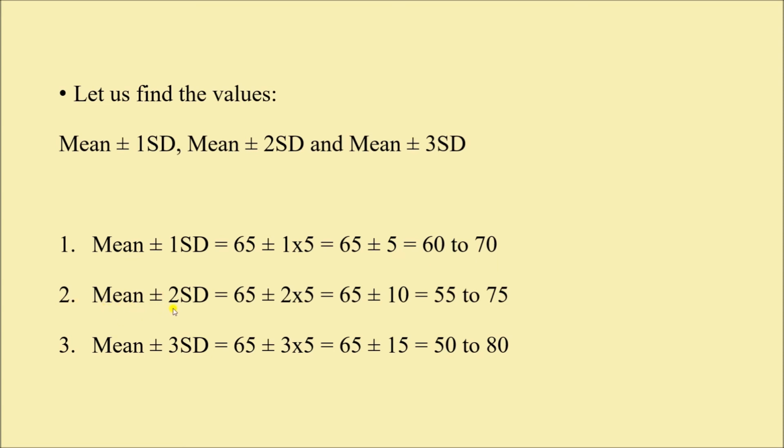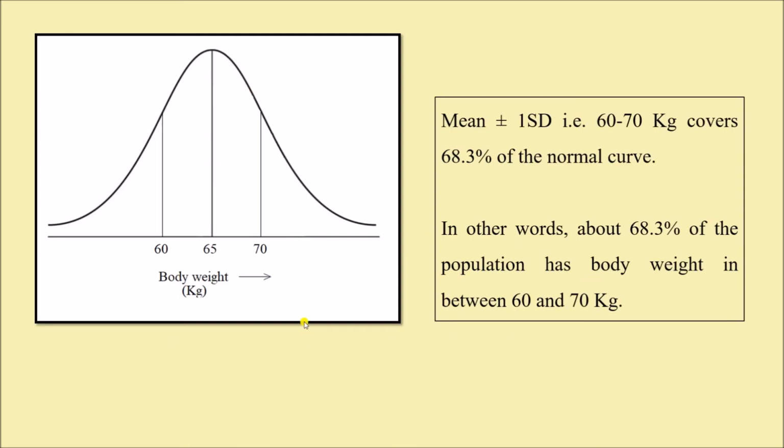Similarly, mean plus minus 2 standard deviation is 65 plus minus 2 times 5, that is 10. So 10 on either side of 65, so 55 to 75. Similarly, mean plus minus 3 standard deviation: 3 times 5 is 15. So 15 on either side of the mean value 65, that is 50 to 80. So now we have particular ranges: mean plus minus 1 SD, mean plus minus 2 SD and mean plus minus 3 SD. The first one, mean plus minus 1 SD, is 60 to 70 kg. So we have seen all the people under this curve. So this is the area under the curve.